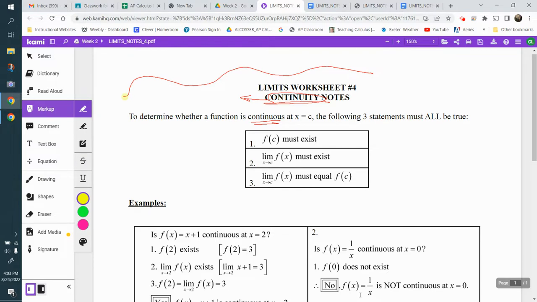If I can take my pencil along this line and I can go like this and continuously keep going, then it's said to have continuity. Okay? So that's the idea.